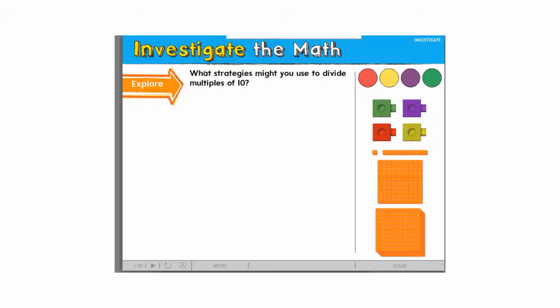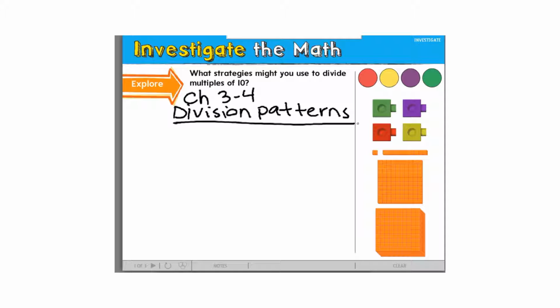So on your notes, I want you to write Chapter 3, Lesson 4, and the title is Division Patterns. Here's a couple things that you need to know. Write this in your notes.